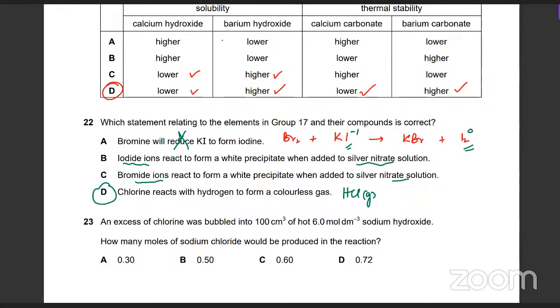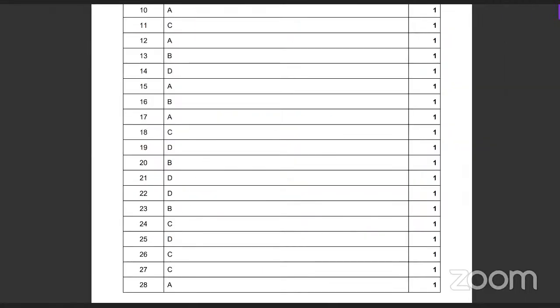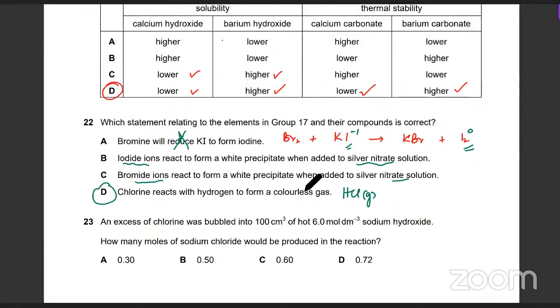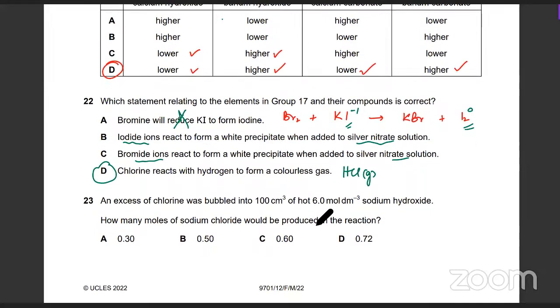Okay, there's one problem with this one, and that's HCl is not really colorless. It's actually white fumes. So the other ones are definitely incorrect. I did open the marking scheme just a second. 22. It is D. So I think he's just calling white colorless.